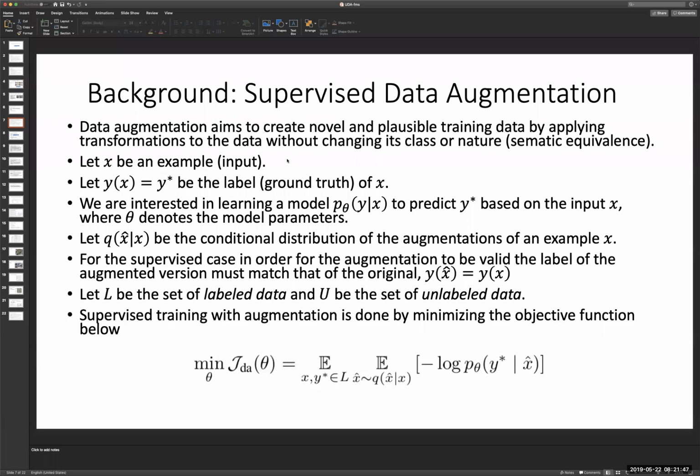Okay, so the next mathematical object is another conditional distribution. That's Q of x hat given x. And this is the conditional distribution of the augmentations of an example x. So what we have here is, you can think of this as a generator of augmentations. It statistically or probabilistically perhaps generates augmentations from a base image x.